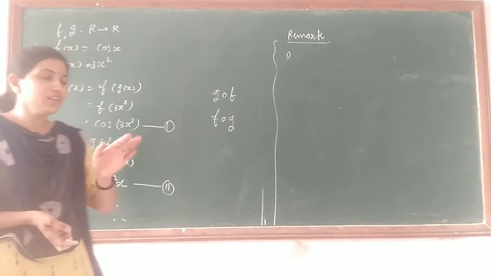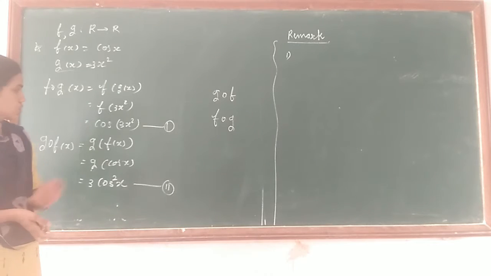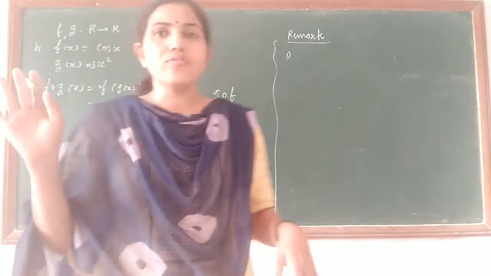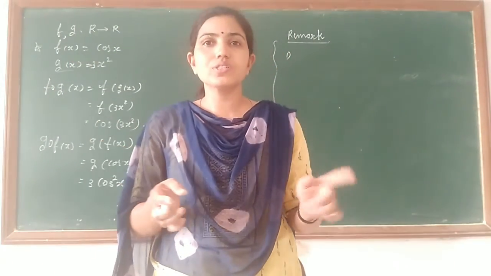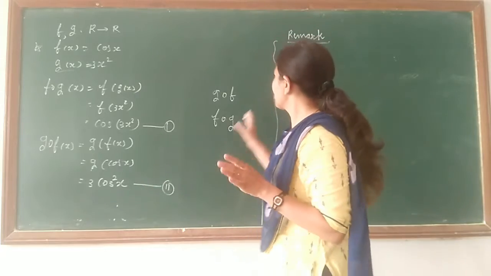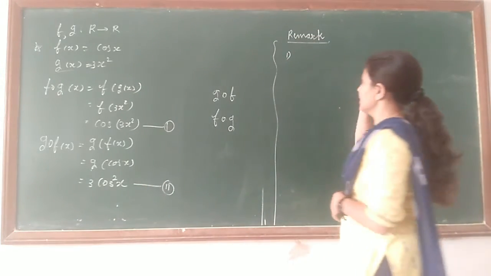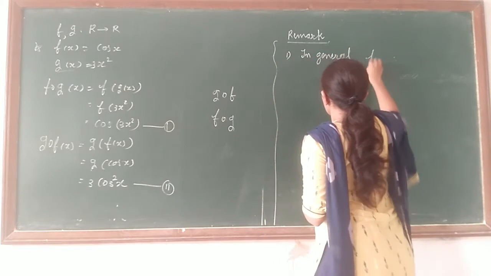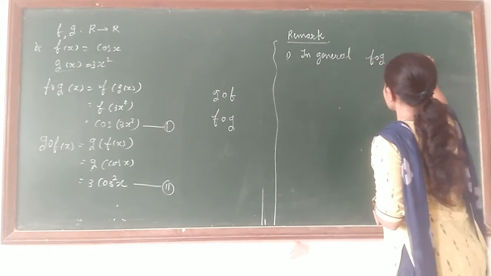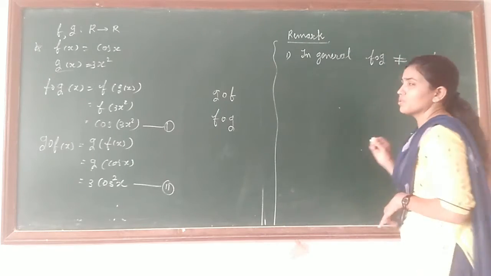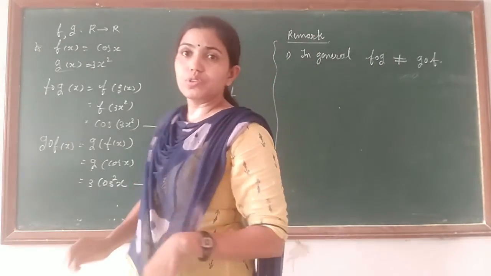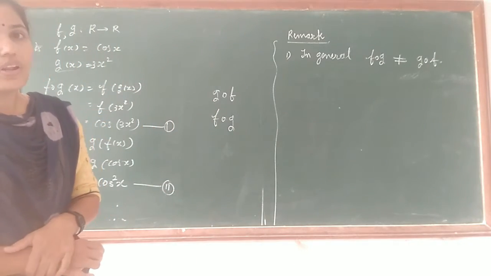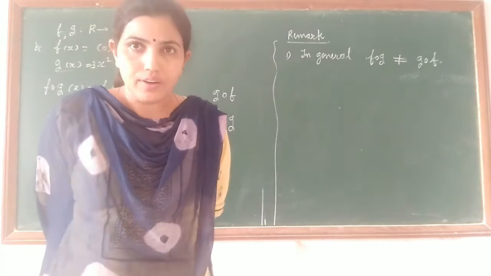These two functions are not equal. Okay, so here you can see, that's why we can say in general f composed of g is not equal to g composed of f. So this is our remark 1, that in general f composed of g is not equal to g composed of f. So you understood the first remark.